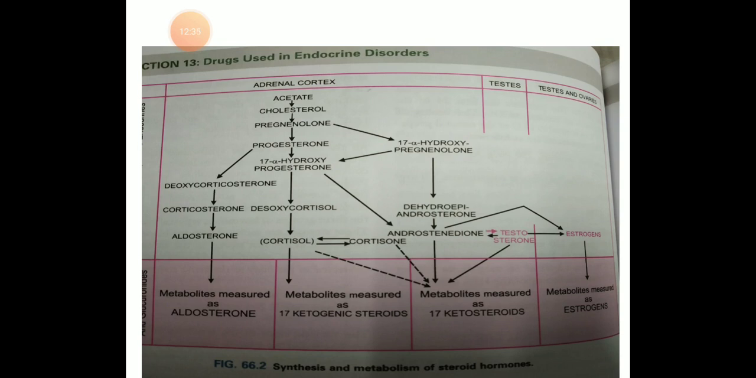All the steroids can be synthesized basically from 2-carbon acetate chains via cholesterol. So cholesterol is the primary mother compound from where these are synthesized. Now it is converted into pregnenolone, and from pregnenolone to progesterone. Progesterone is an intermediary in the synthesis of other steroids and is not secreted by the adrenal cortex.